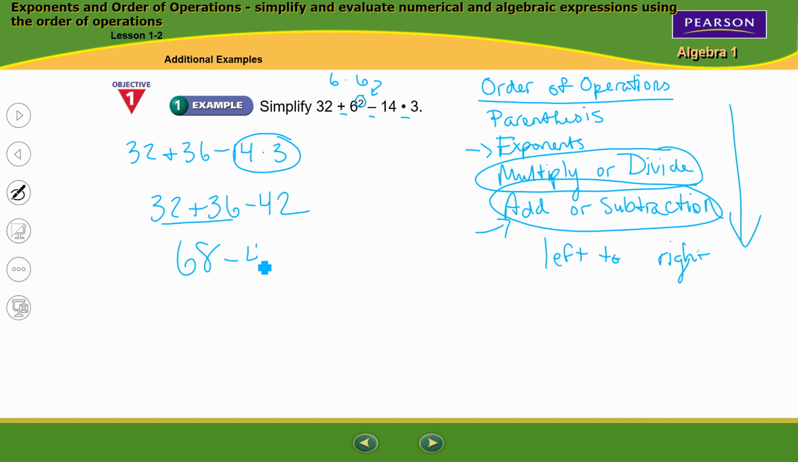68 minus 42. 68 minus 42 results in what? 26? Sounds right to me. Hopefully that's right.